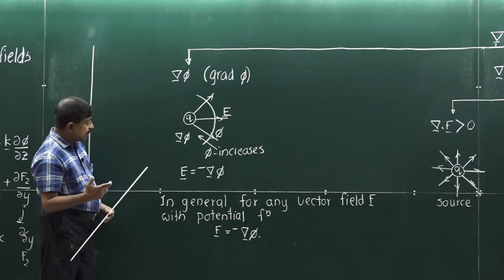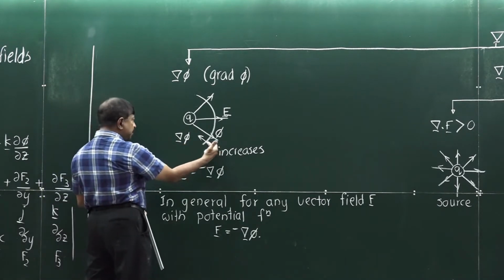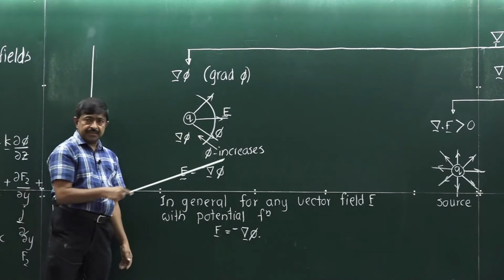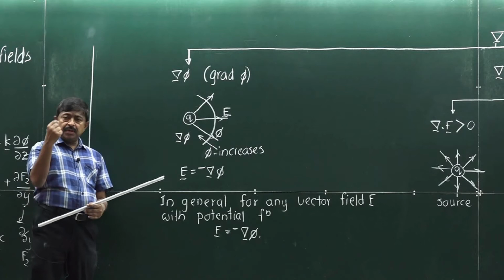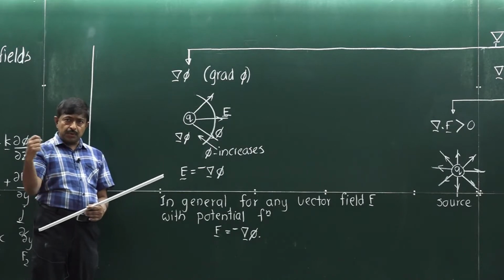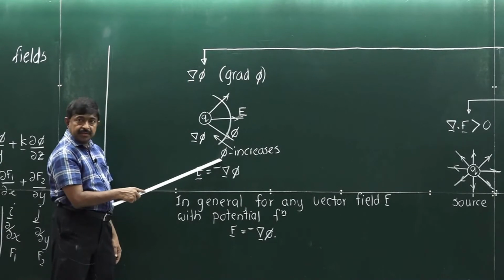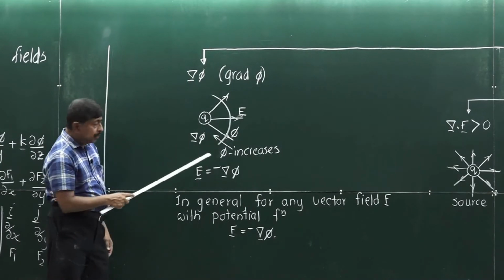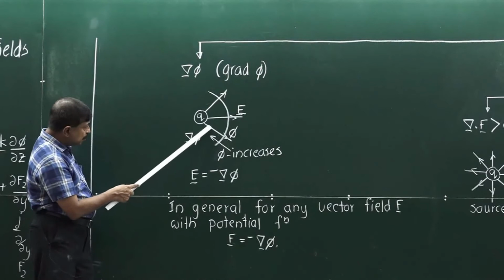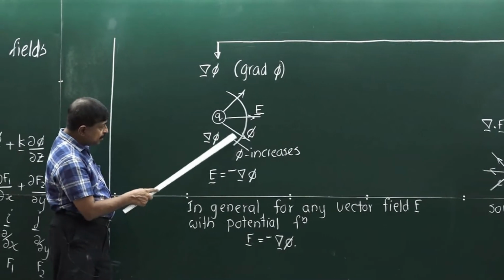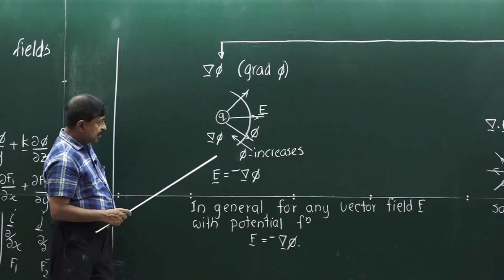You know that when you go towards the charge, phi increases, because in this case phi is q over 4 pi epsilon r. When r decreases, phi increases. r is the distance between these two. So, if you come closer, or if you go opposite to the field line, phi increases.